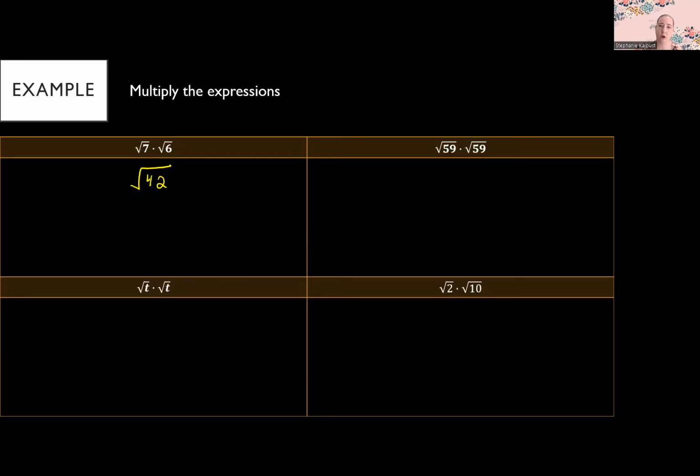None of those go into 42. So that's just your final answer. If you can't divide it out by one of those, then you're just done. And you've done your job. You've multiplied it. You combined it to the square root of 42.